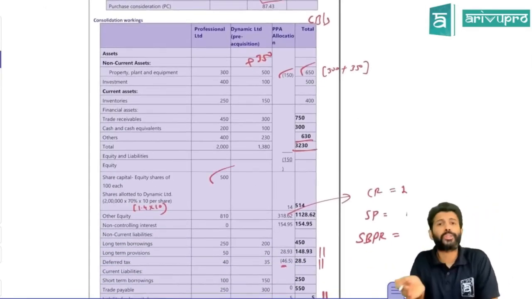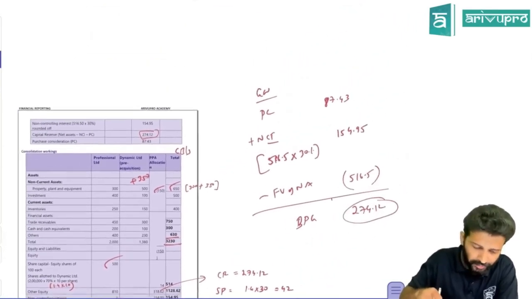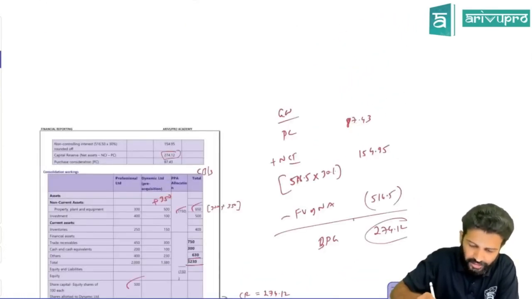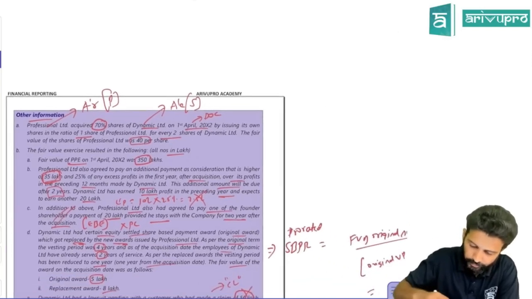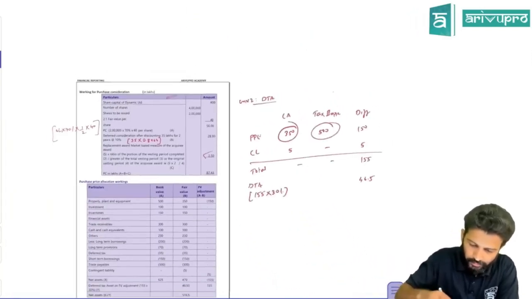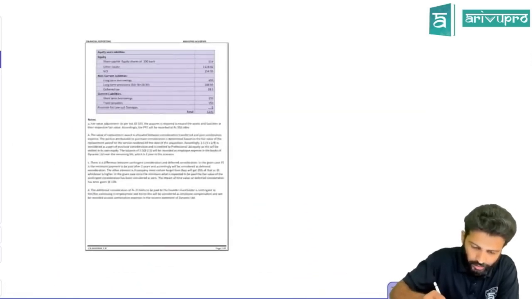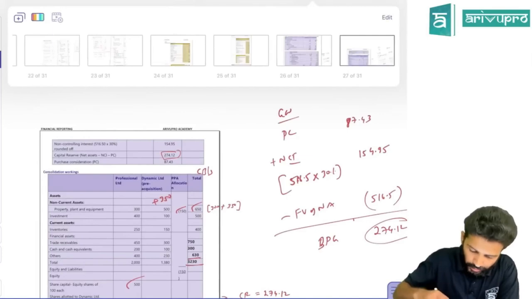Then Professional issued some shares. No, how many shares did it issue? I think we already calculated that. No, 1 point something. Where was that we calculated? PC we calculated somewhere here. Where did it go? Not able to see it. Yeah, have to calculate again now.